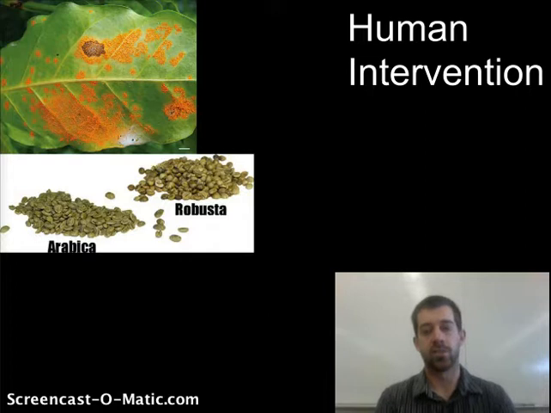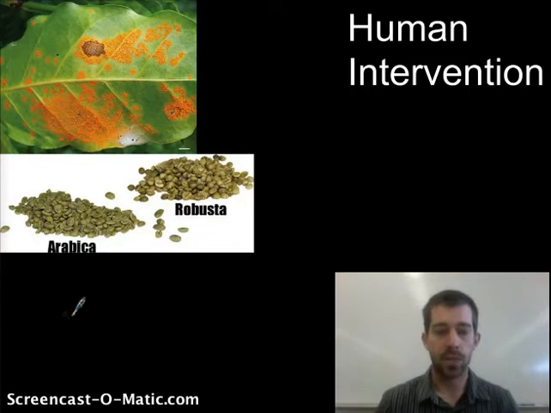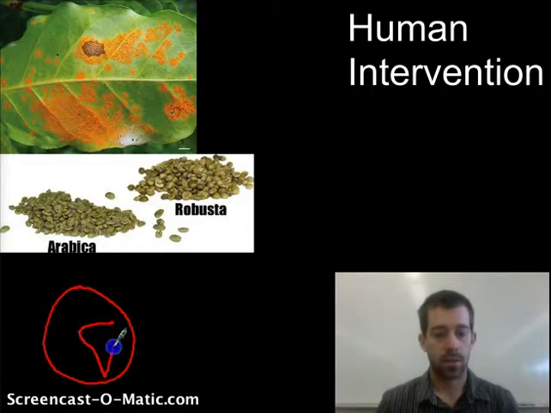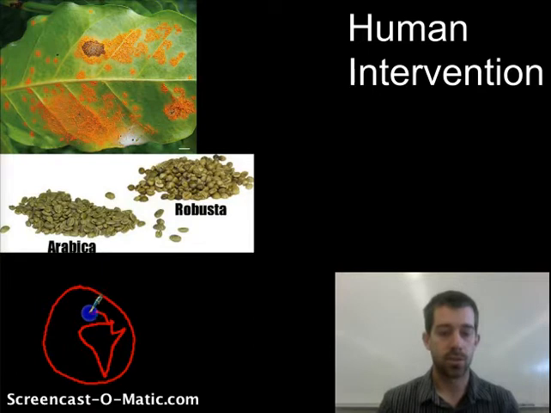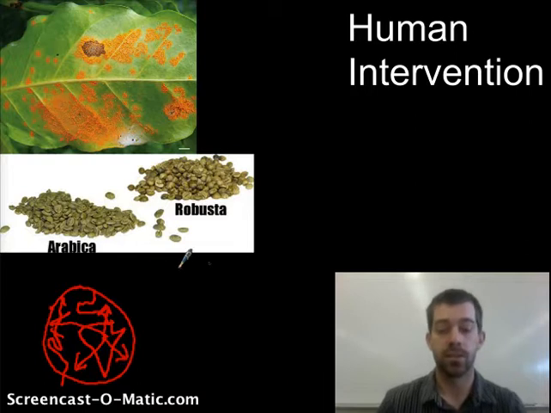Another thing that can change fitness of organisms is human intervention. So a great example of this is coffee. We discovered, or Westerners discovered, coffee in Ethiopia, and they took it and spread it all around the world. So you've got this one plant that spreads all around the earth. And it's all basically versions of the exact same species spreading all around the earth.